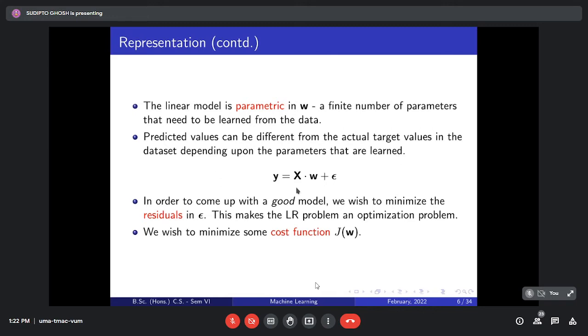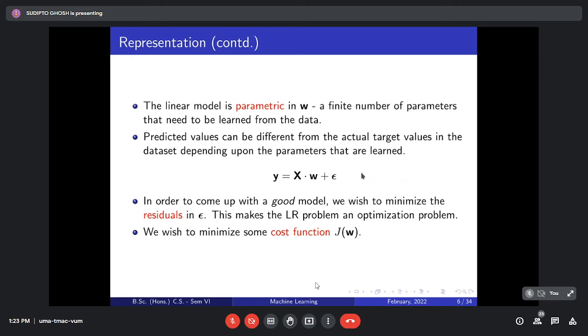And then I am introducing this representation right here, that the actual values of Y equal the dot product of X times W plus some epsilon. Epsilon is the error term, because the actual value is different from the predicted value by some error. That is what we call the residuals. Formally, I am giving it another name.